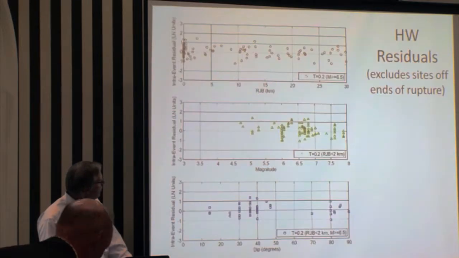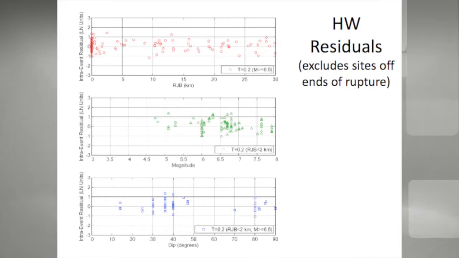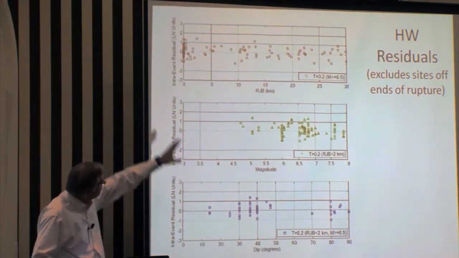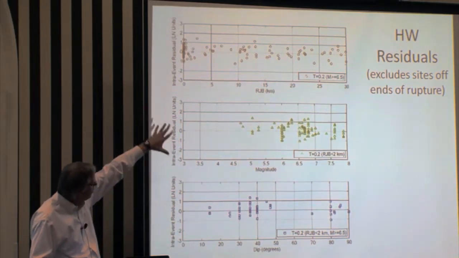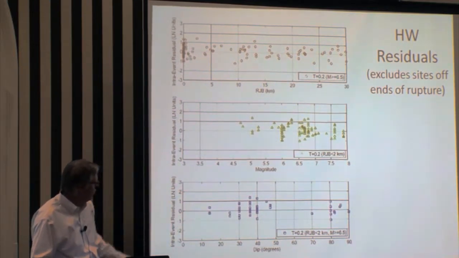units. Then if we also look at the residuals for hanging wall, this is for sites only, excluding anything off the edge of the rupture. So it's just either on the footwall or hanging wall side, but within the rupture dimensions. On the top, this is all 5 hertz, earthquakes greater than 6.5. The bottom is greater than 6.5 and within 2 kilometers.